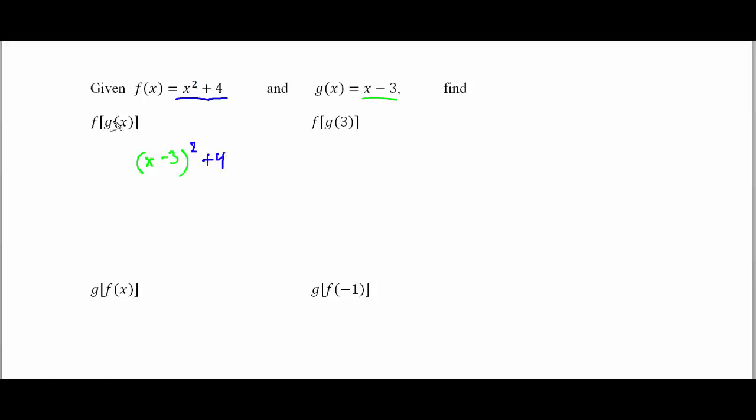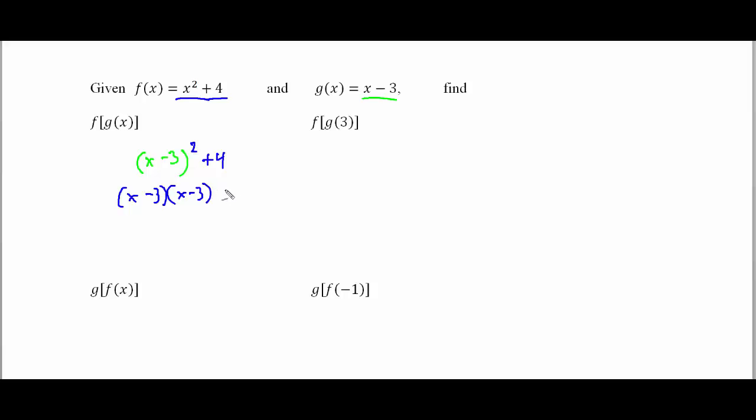So here I have, as you see, my g of x, my green equation, is plugged into my f of x equation. Every instance of x was replaced by this green x minus 3. Since this is squared, this has to be written twice and has to be FOILed.